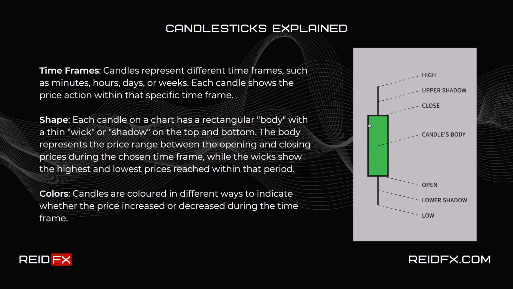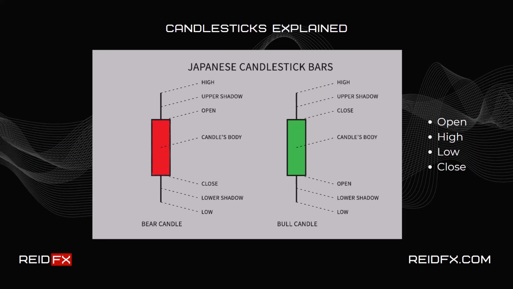Now, if the opposite was true, if the close was below the open, then this candle would be red. In fact, if I go back to the previous slide, here we can see the bear candle. The open is at the top, so price opened here and it came down and closed here. So the close is lower than the open, therefore this candle is red.